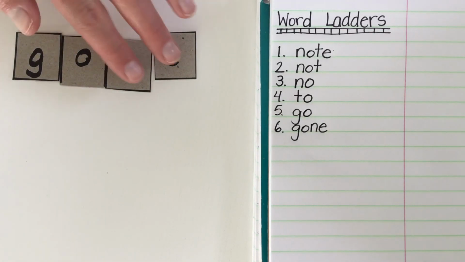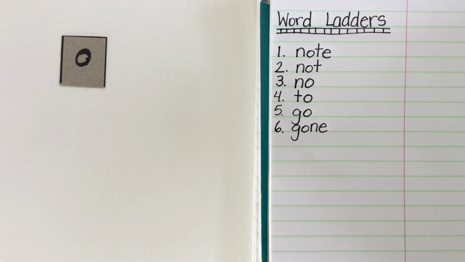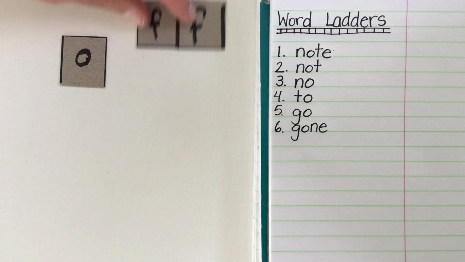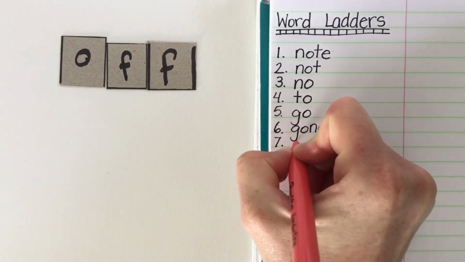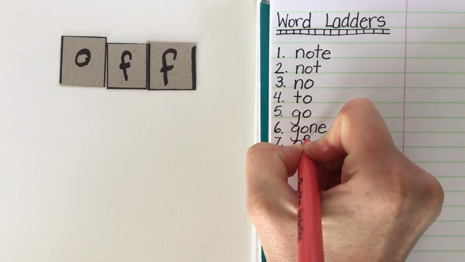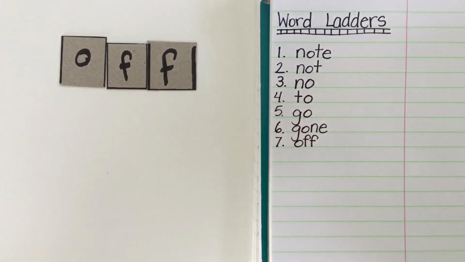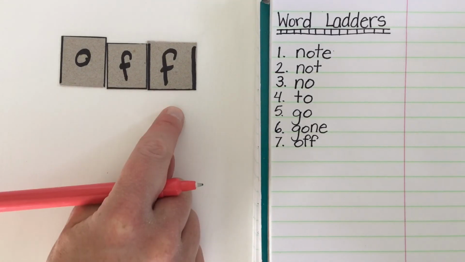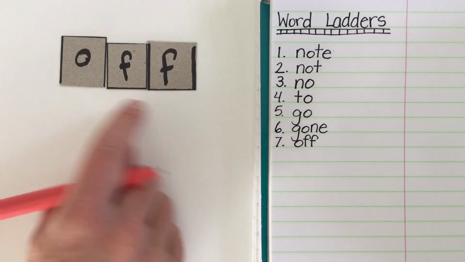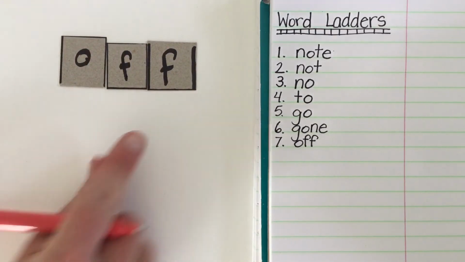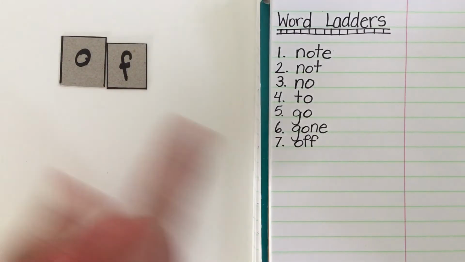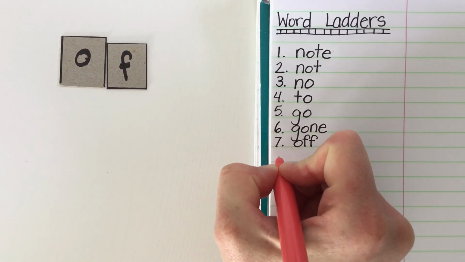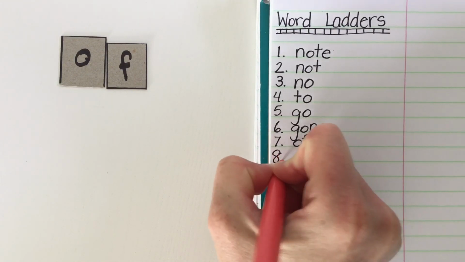Okay, this time I'm going to take this away. I'm going to take this away, and I'm going to put the word off. 7. Off. Well, just like when I had not, and I took the T away, I know that if I take one of these F's away, I'm going to have a different word. I'm going to have the word of. So I'm going to write that down.